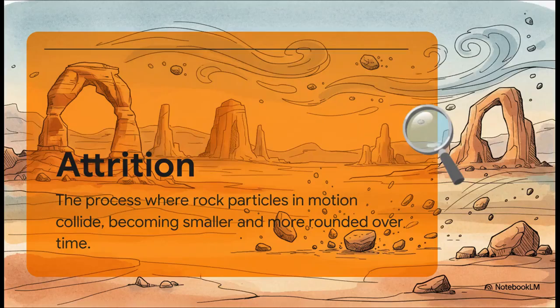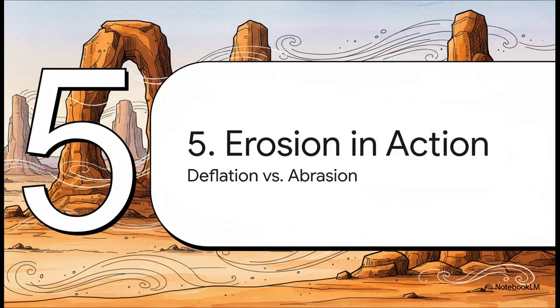And finally, there's attrition. And this is where it gets really clever, because this is the process where the tools sharpen themselves. As the wind is carrying all those little bits of rock and sand, they're all crashing into each other. These collisions break them down, making them smaller and rounder, which in turn makes them even better at, you guessed it, abrasion. All right, let's get to our last section and see how this all comes together.